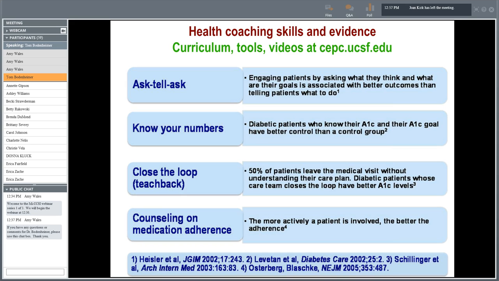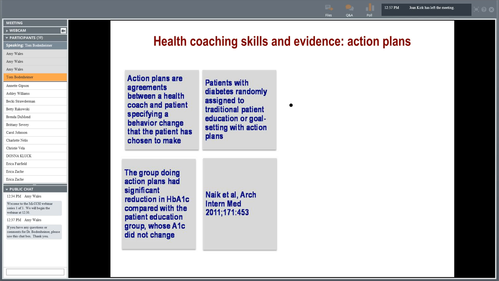Next thing that we do in health coaching is counseling people on medication adherence, which is very effective because medication adherence, of course, is a huge issue in chronic disease. And then finally, we spend a lot of time on action plans. So action plans are agreements between a health coach and a patient. And it could be anybody. I mean, it doesn't have to be a health coach. It could be whoever the person is that's talking to the patient about their chronic disease. So specifying behavior changes the patient has chosen to make.